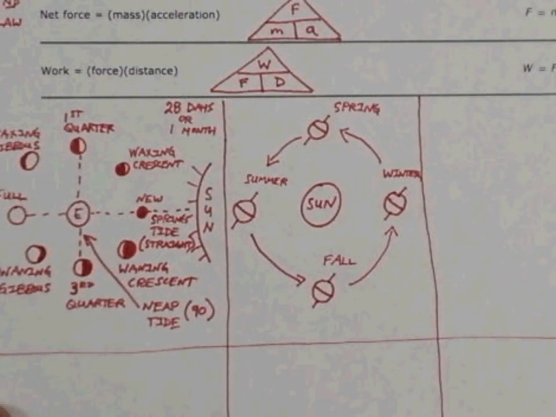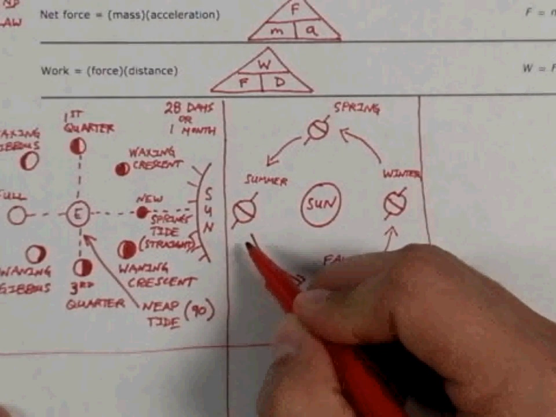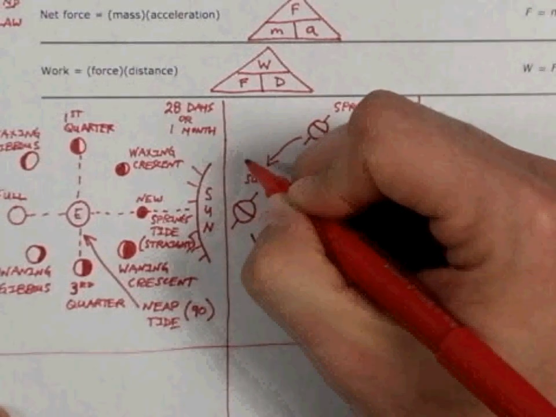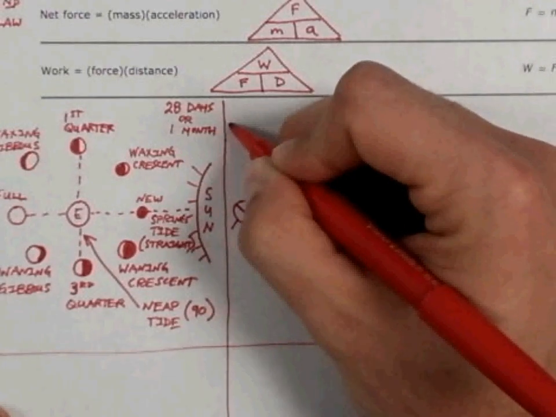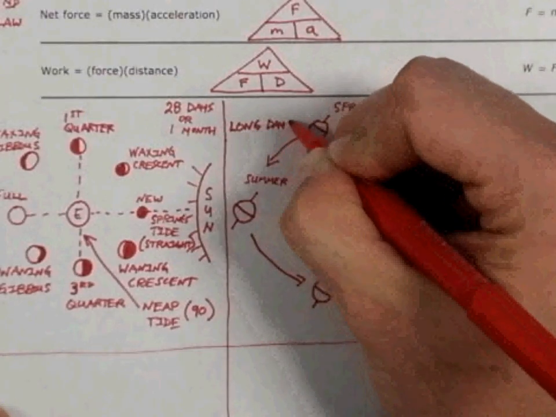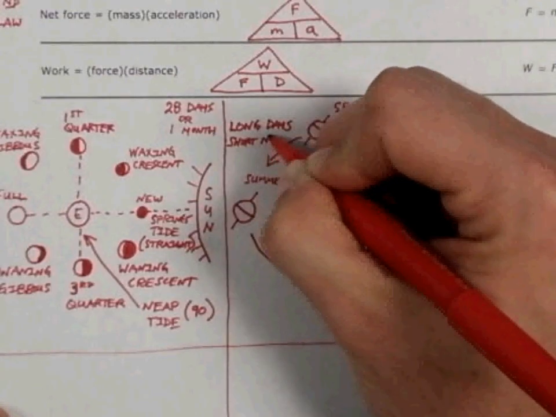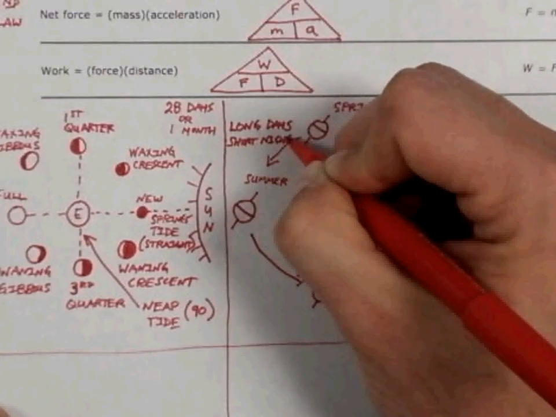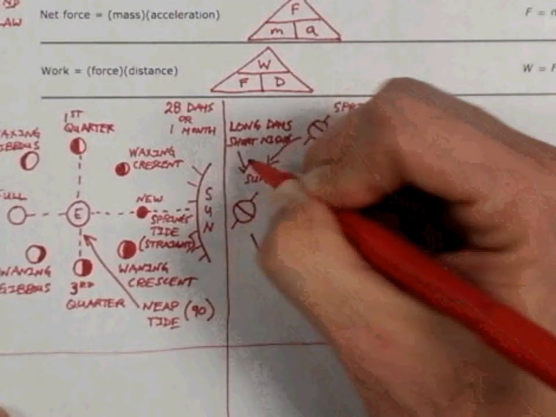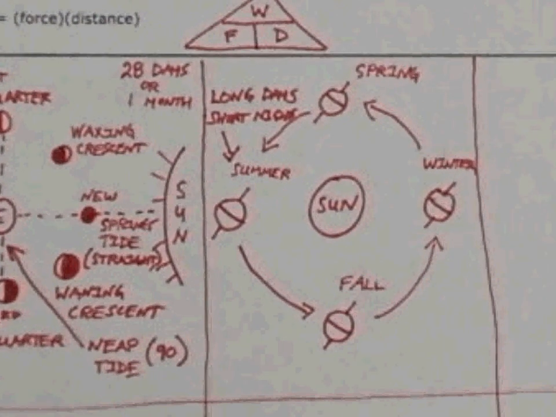I do want to make a point of the days. So, for example, in summer, in the northern hemisphere, you have very long days and very short nights. The days are about 15 hours. The nights are roughly 9 hours. Okay, so we'll draw a little arrow just pointing down to that summer. Long days, short nights. I'm going to zoom in just so you can see that a little better.